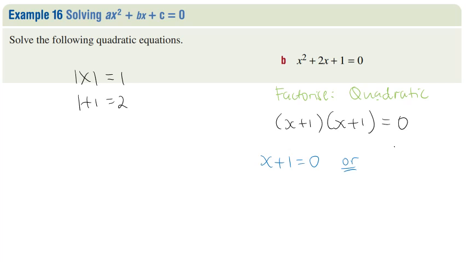Hang on, they're the same. So just need the first one. And then I'm going to solve. So I'm going to subtract 1, x equals -1. So because they're both the same, we just have the one solution this time.